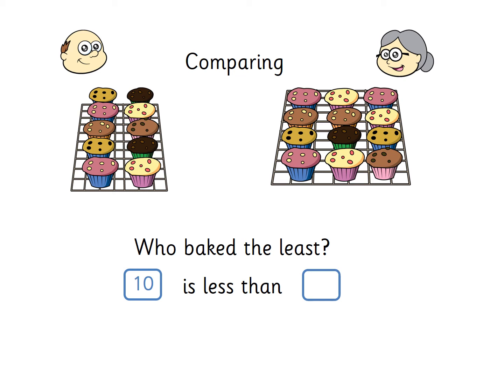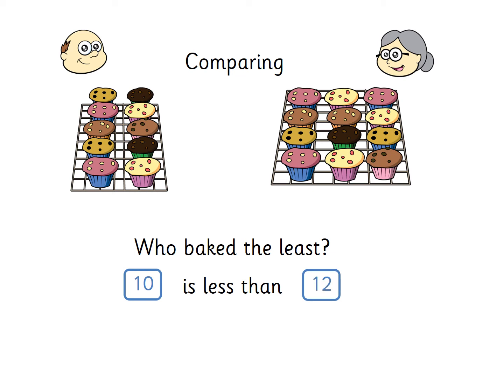Is there 10? Or do you have to count them all because they are in columns of 4? I didn't check that properly, did I? So let's count them all together. 1, 2, 3, 4, 5, 6, 7, 8, 9, 10, 11, 12. So Nanny's baked 12 and Grandad's baked 10.